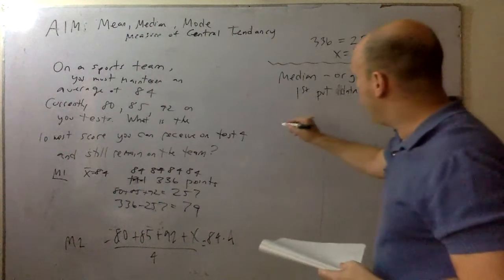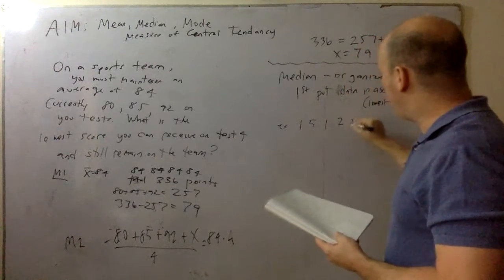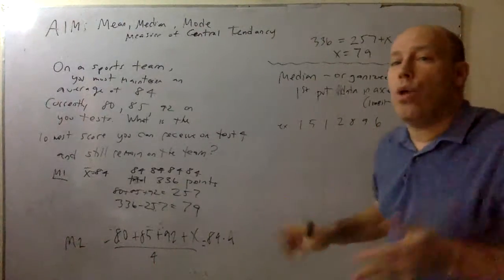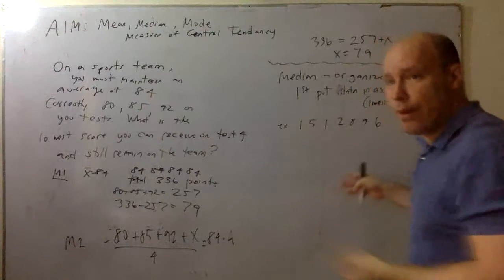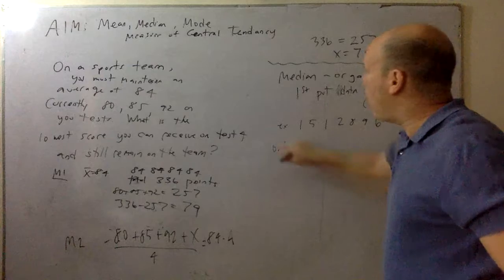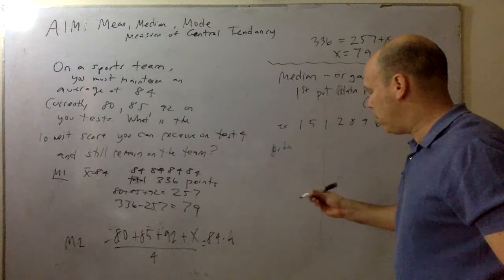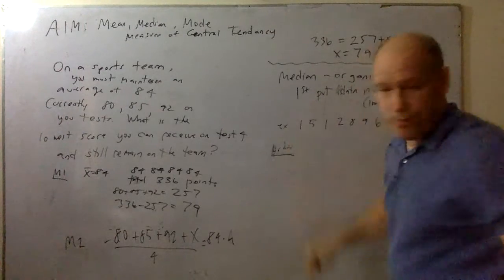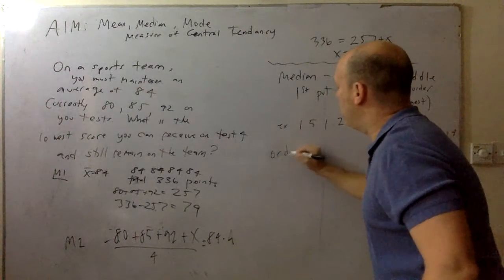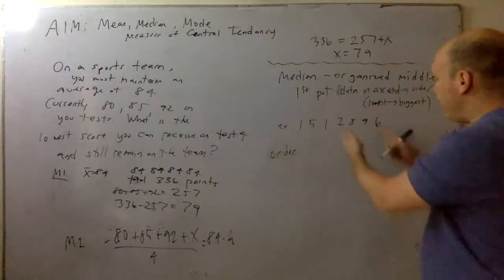So, for example, we have 1, 5, 1, 2, 8, 9, 6. Okay, here's some data. I don't know, you went out and collected it. This is the information you got. First, put it in order. Put it in order.